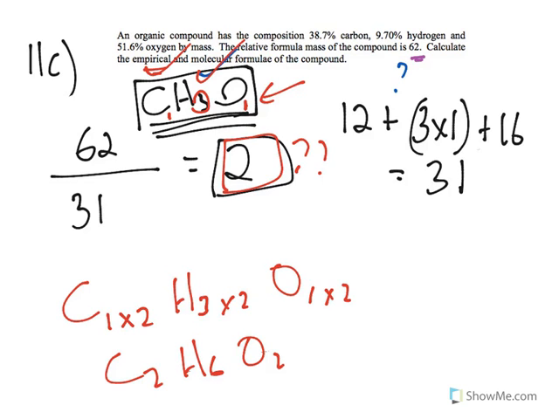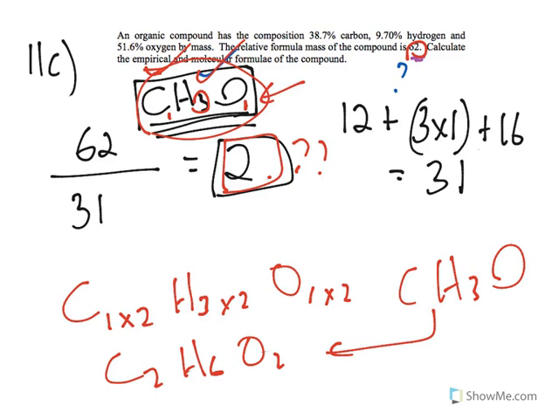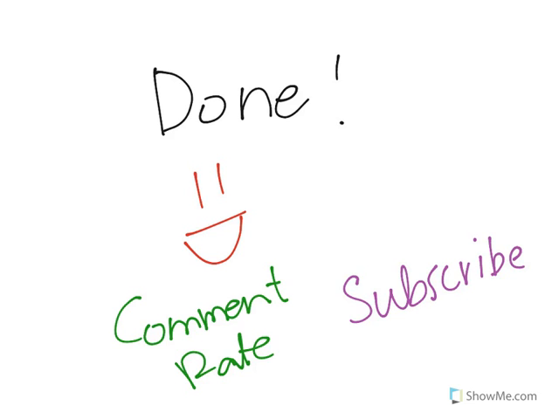So the empirical formula is CH3O, while the molecular formula is C2H6O2. And the way we found the molecular formula is to divide the molecular formula mass by the empirical formula mass. And then we get a number. We multiply each number in the empirical formula by this number. So that's it. Alright, so we're finally done with this really long paper.